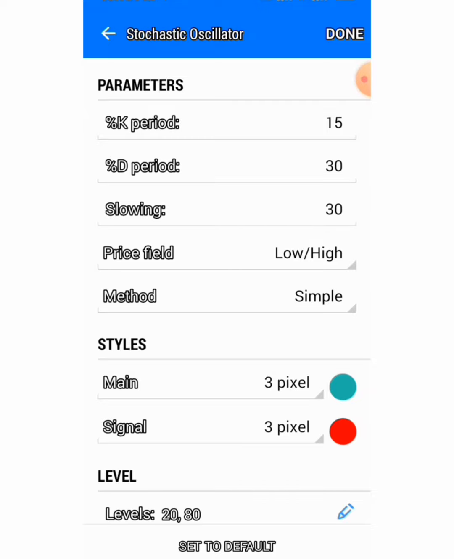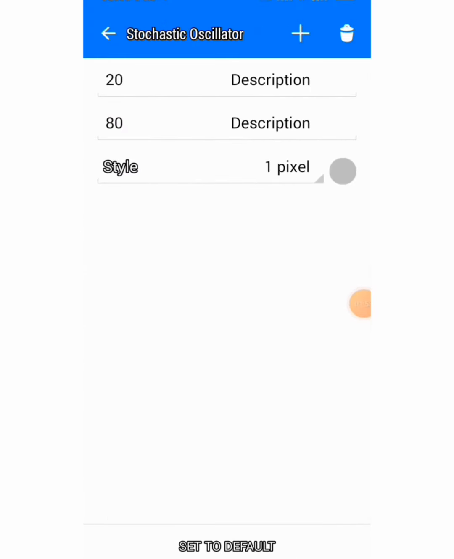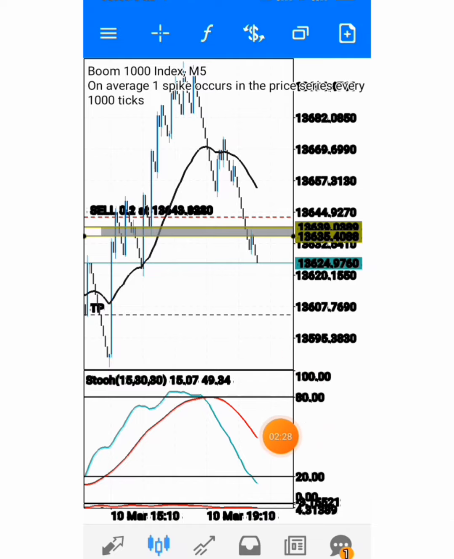You see this? Okay, let me make the line of this thing thick. Let me make it 3 pixel and black color. It is sharp now. So how does this strategy work? And remember I said I'm using it on a 5 minute time frame. It is clear and even clearer on this time frame. That's why I'm using it, and it is awesome.